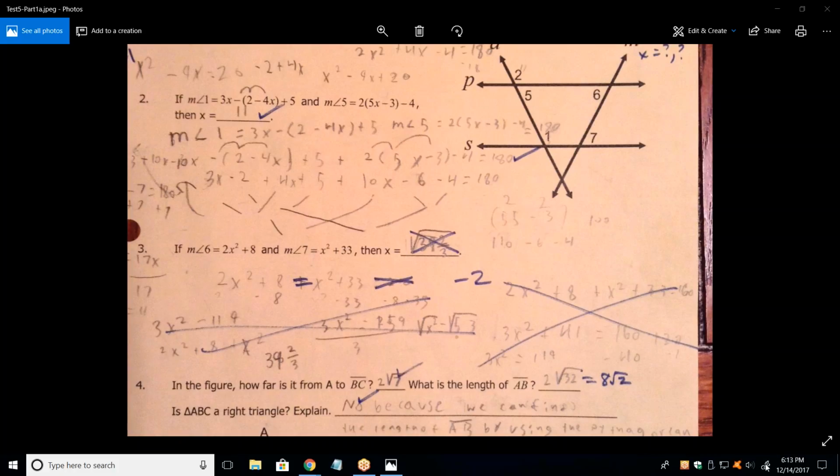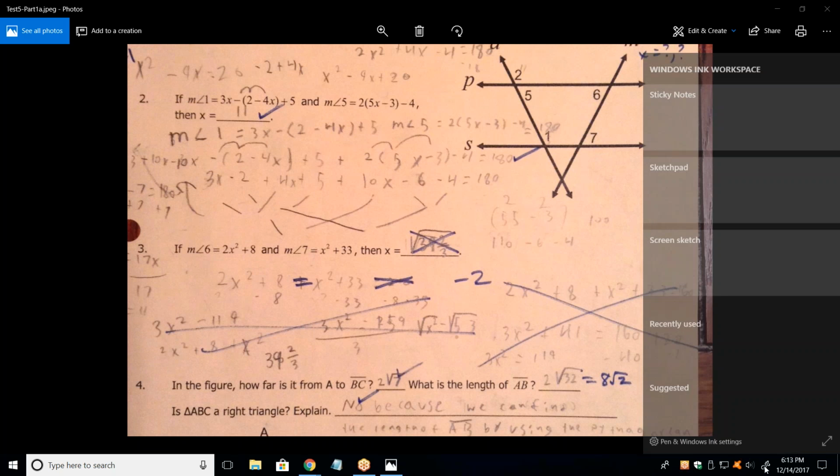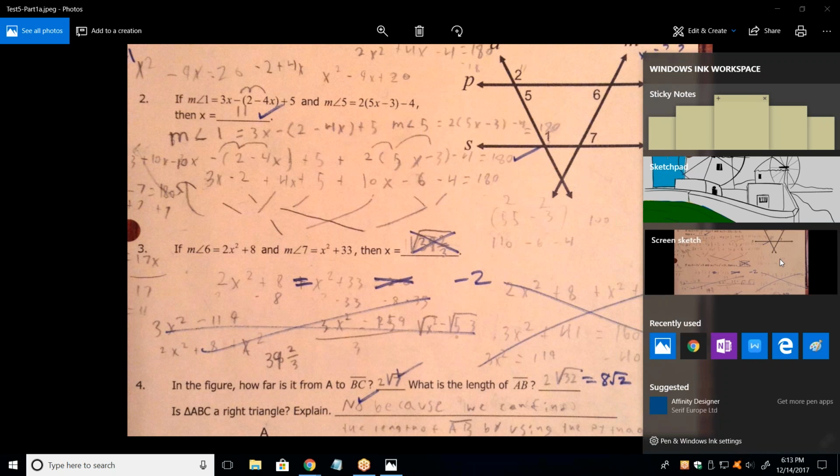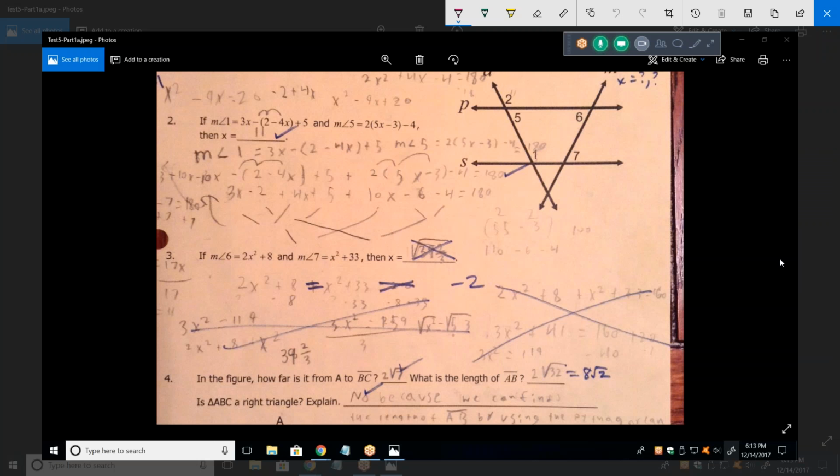Did you get this one right? Yeah. So we want to do 3. Okay. Boy, I'm having a little trouble with this Windows Ink Space. The last couple days, it's been really slow.